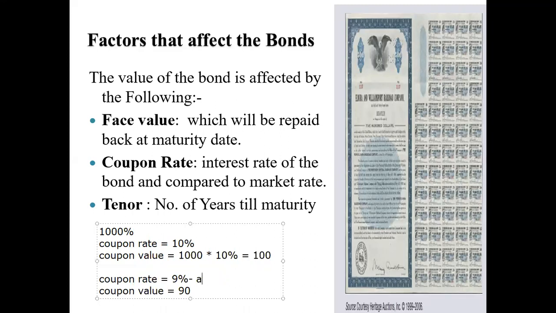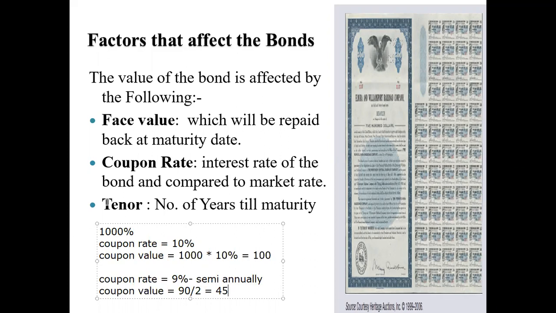What do you mean by annually? Per year. So if it is not annual and it is semi-annual, then I'm going to divide this 90 by 2. So each 6 months I'm going to pay 45. So these are the main points that we need to look for, the factors affecting the bonds.